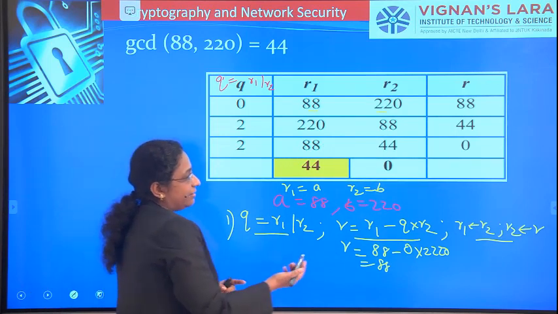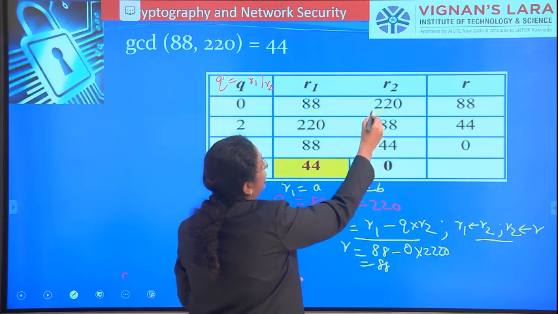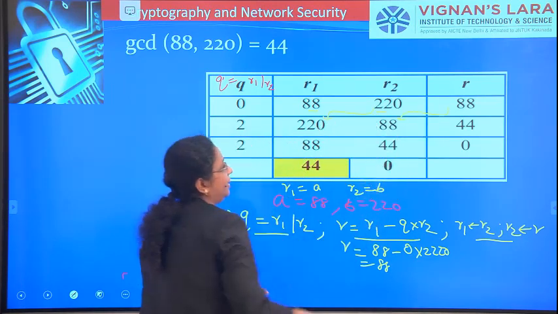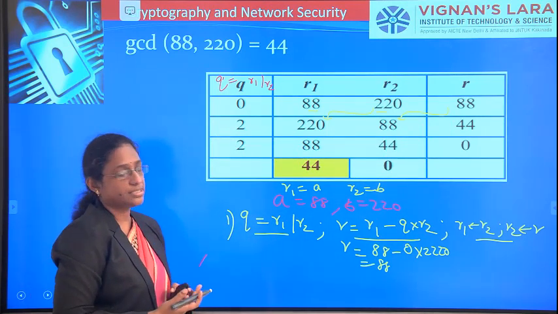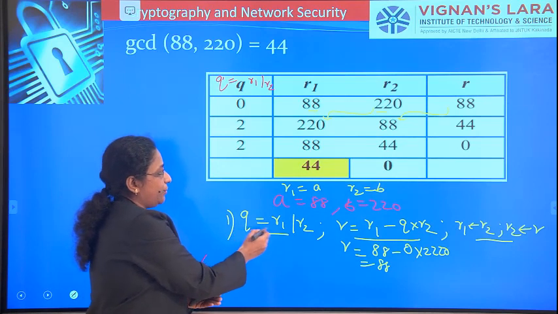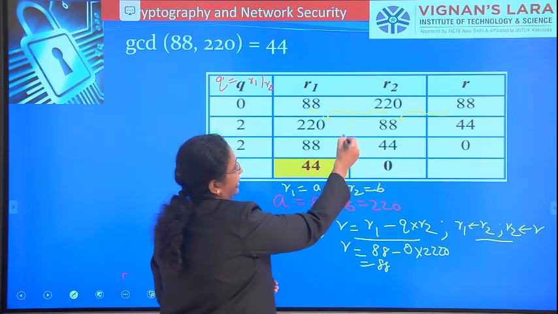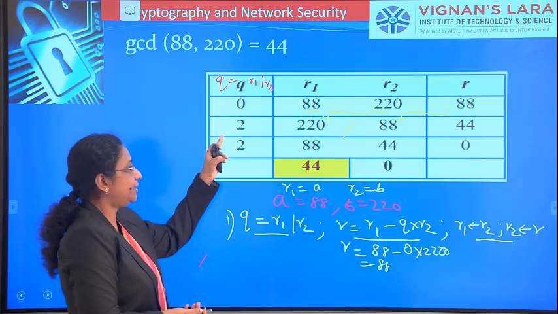After calculating the R value, we have to initialize the values. That is, R1 becomes R2 and R2 becomes the R value. After that, the process repeats. Again we start with Q equal to R1 by R2. Again you divide 220 by 88, and you will get a quotient of 2. So place that 2 here.